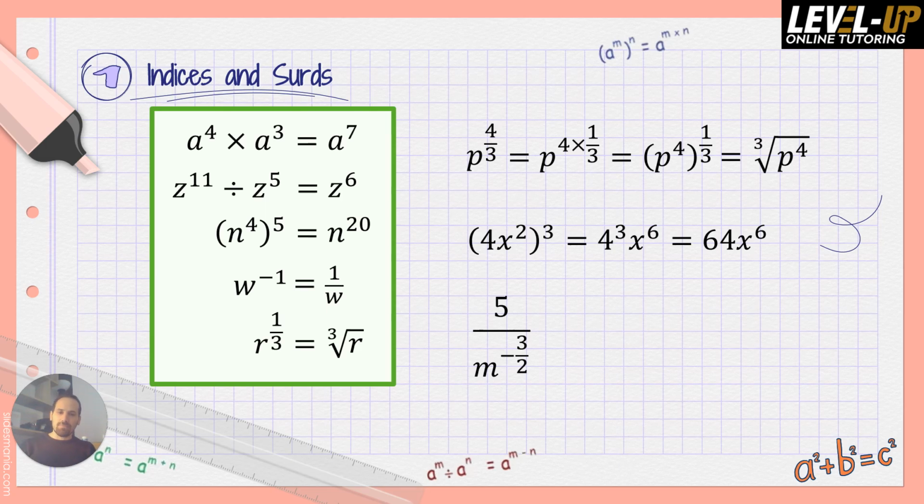You could take something like this. We've got 5 to the power 5 divided by m to the power minus 3 over 2. So there's a lot going on there. How would we simplify that?